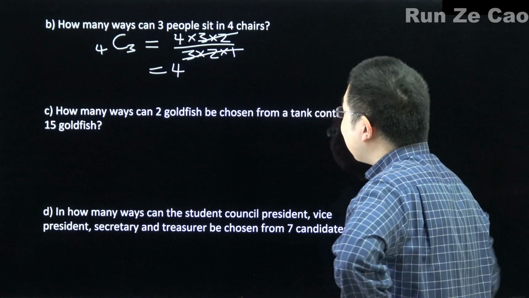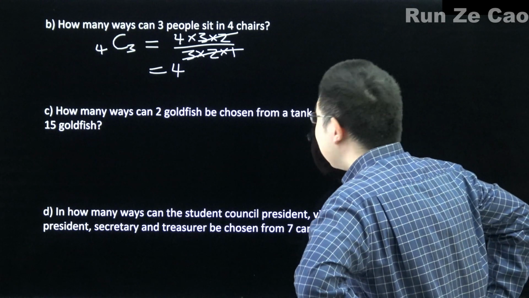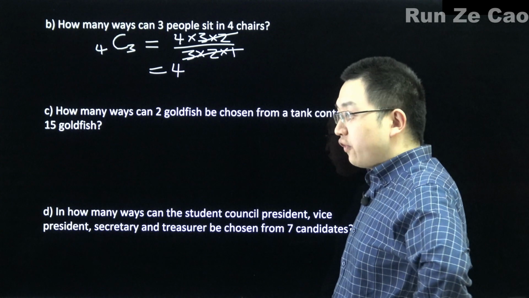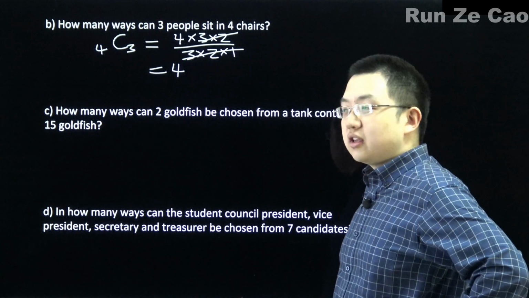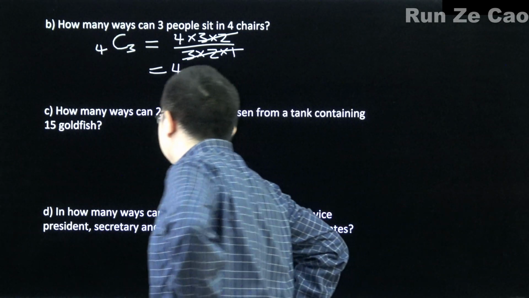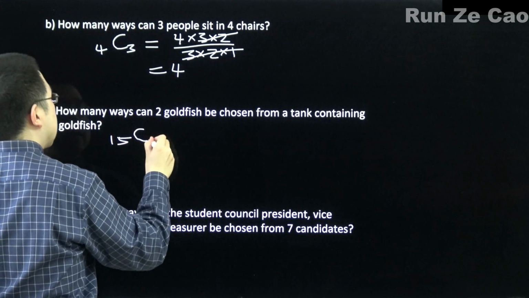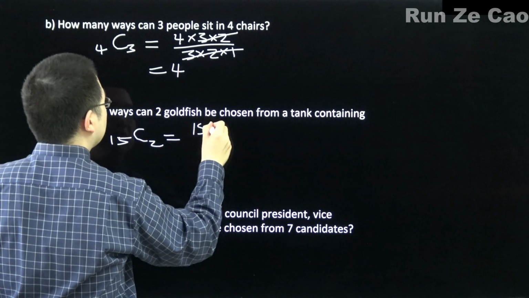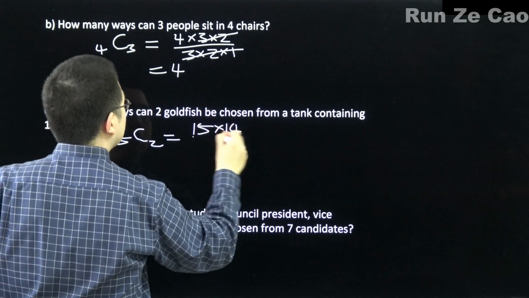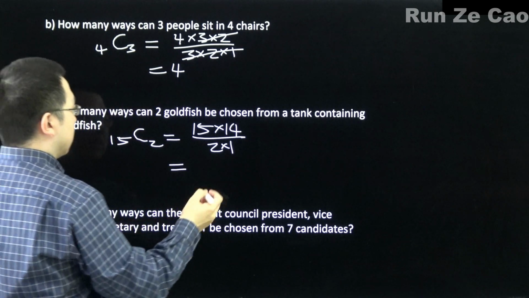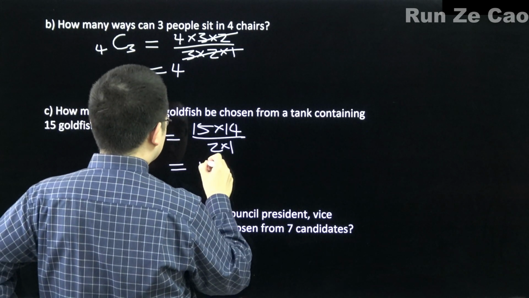Anyway, how many ways can 2 goldfish be chosen from a tank containing 15 goldfish? Well, whatever these 2 goldfish are being chosen for, the order doesn't in fact matter. It's just a group of 2 goldfish. Therefore, this is 15 choose 2, which is equal to 15 times 14 over 2 times 1, which gives us 15 times 7, or 105.